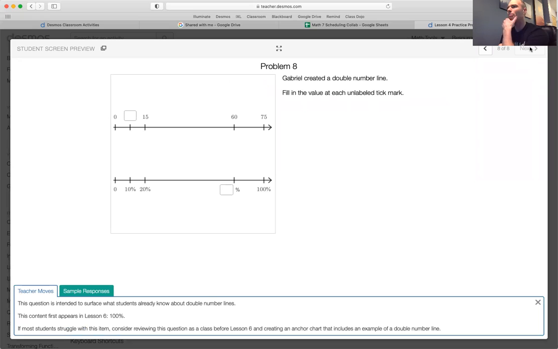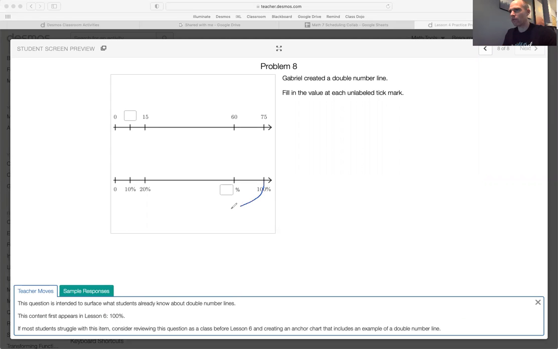What do we got? Okay, Gabriel created a double number line. Fill in the value at each unlabeled tick mark. So what we have here is actual numeric values on the top number line, and then the percents that they represent on the bottom number line. In this case, 75 is our whole because it's aligned with 100%.